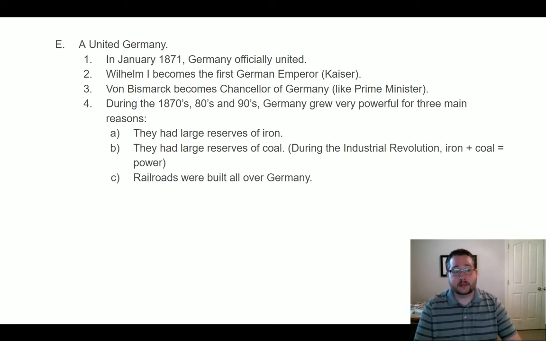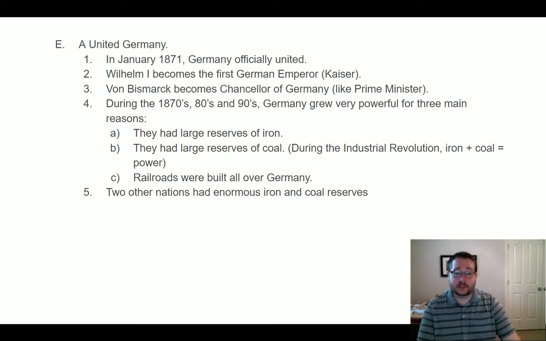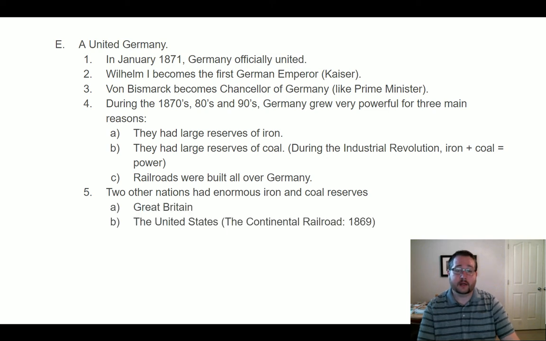I've talked about this in the past, where the number one thing that makes it possible for a country to grow strong rapidly and to get out of a third world status and into what we consider a first world status is improved transportation networks. It not only helps commerce, but it also helps military capability, and pretty much everyone benefits from an improved system of transportation networks. Two other nations had enormous iron and coal reserves: Great Britain and the United States. And the first industrial revolution starts in Great Britain. The second predominantly takes place in the United States with things like the Continental Railroad, but also then the oil and steel industries that pop up in the late 1800s.